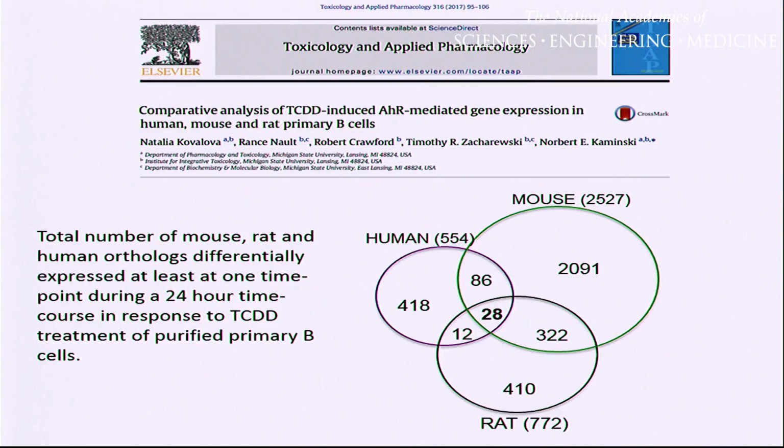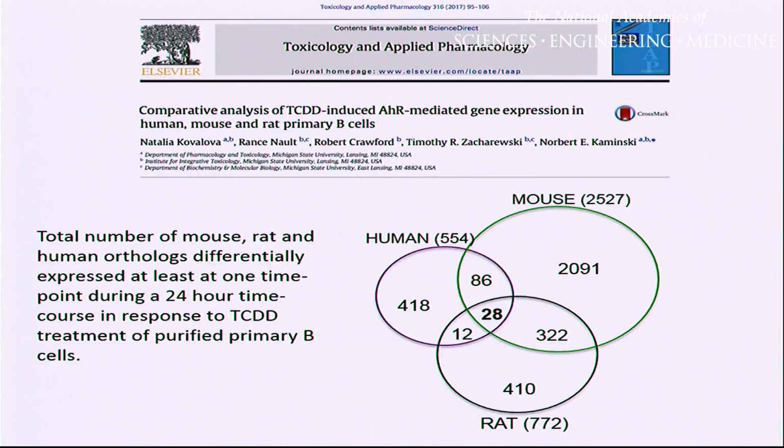We took naive B cells from all 3 species because, as you know, rodents, when we house them at our universities and our laboratories, they're pretty much isolated from any kind of pathogens. So virtually most of the immune cells in these animals are naive. So we went the extra step and purified these naive cells. And then we activated them in the identical manner, and that was in the presence and absence of TCDD.